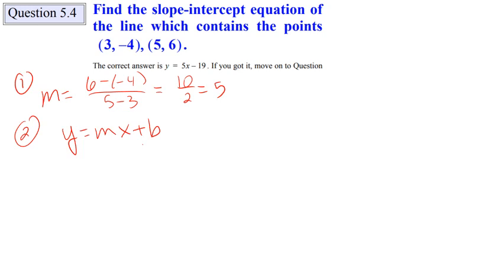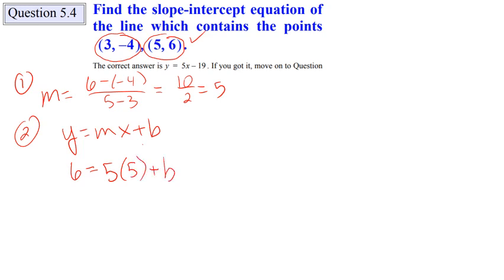We're going to plug in the y coordinate for y, but if you notice, there are two coordinates. I have (3, -4) and (5, 6). I'm going to choose (5, 6) only because they're both positive and I don't want to deal with the negative. But if you are adventurous, you can definitely choose (3, -4) if you'd like. So I'm going to plug in the 6 because that's what the y coordinate is. For m, we just found that it's 5. And for x, from the x coordinate, is also 5.